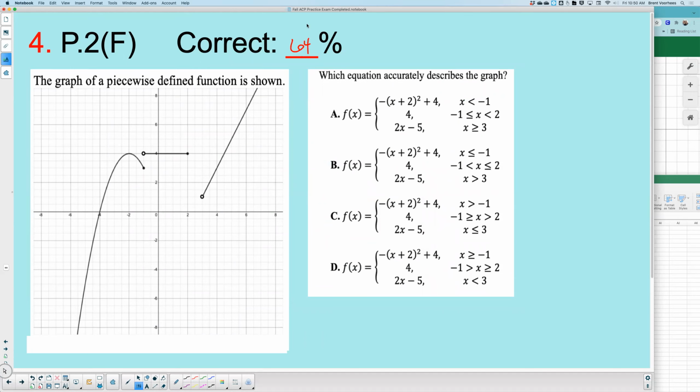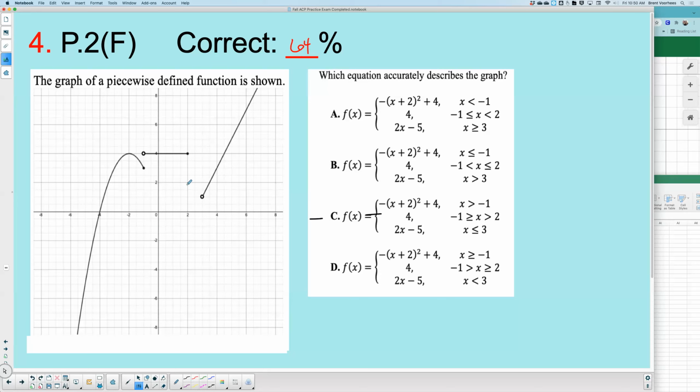I want to let you know before I go to Desmos how these work with the symbols. A closed dot. Does that mean you can be equal to the number or not equal to the number? What if it was an open circle? Does that mean you can be equal to or not equal to? If you see an open circle, not equal. What about a closed circle? Equal.